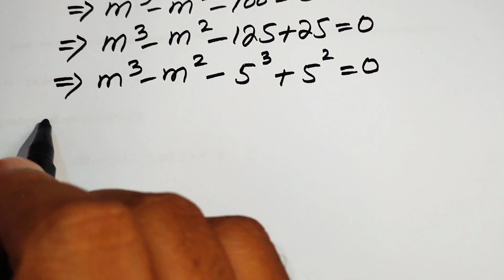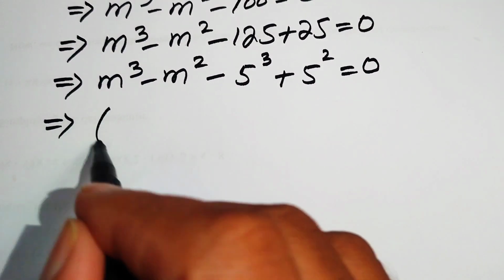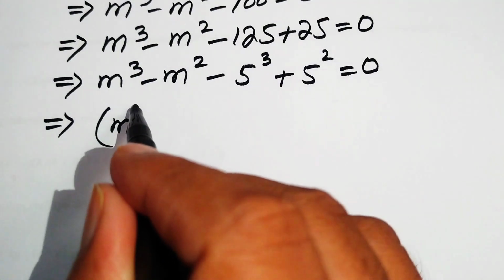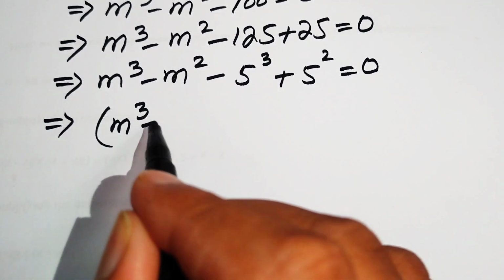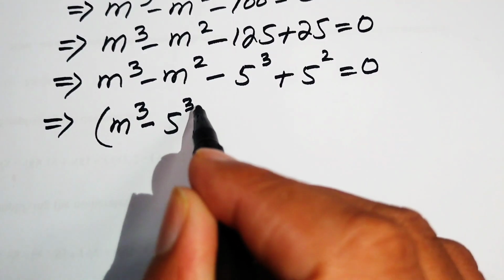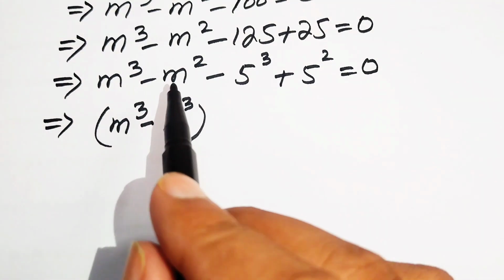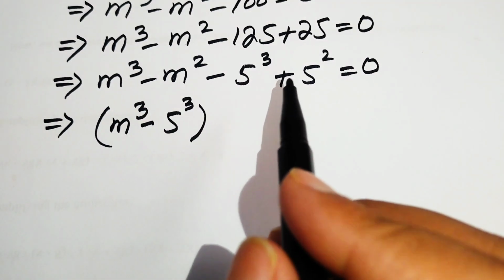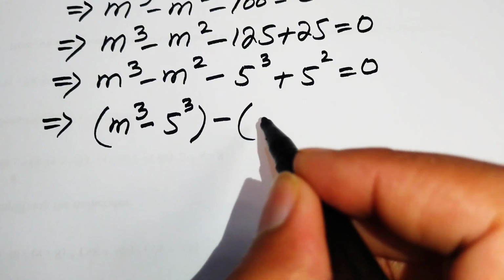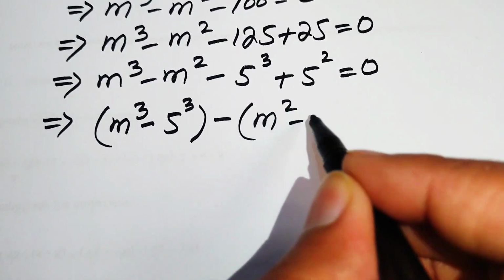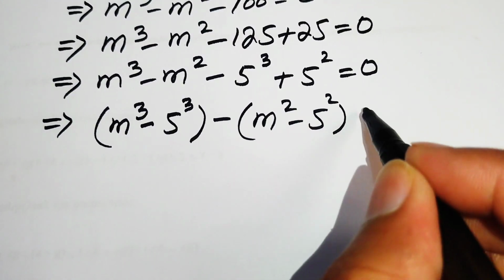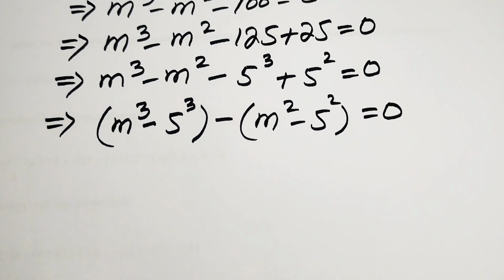Here we make the pair of the cubic term and the square term. First we write the cubic term, so we have m cubed minus the second cubic term, 5 cubed. Here we take a common minus sign from these two square terms, and it will be written as minus m squared minus 5 squared equals 0.